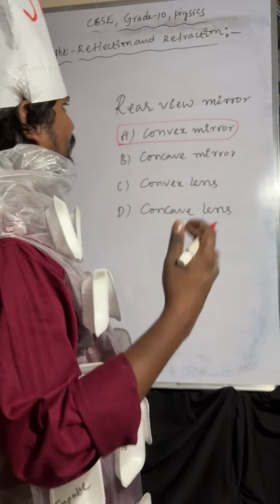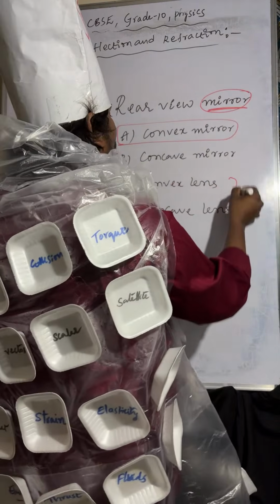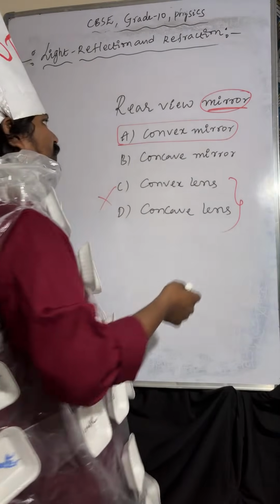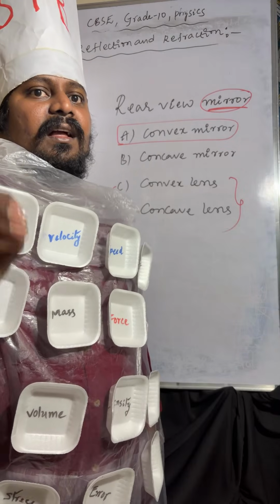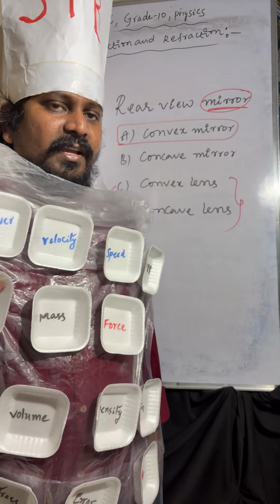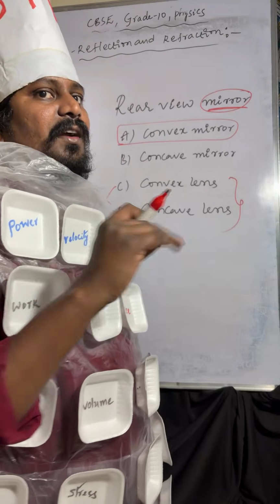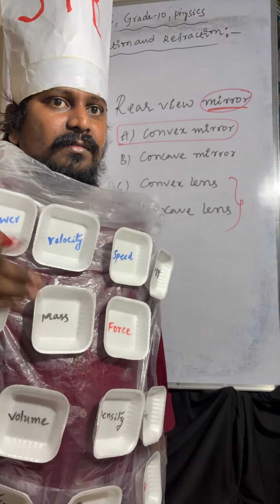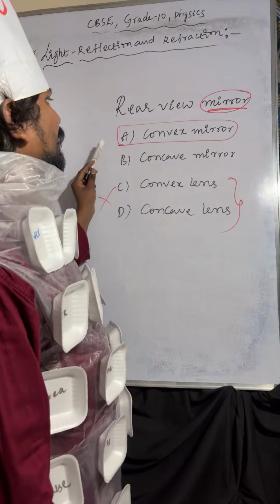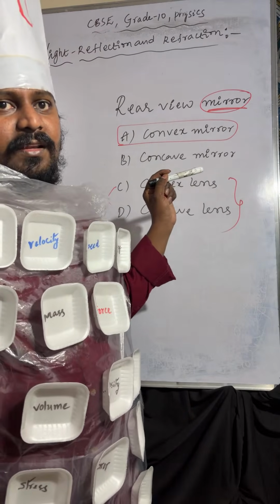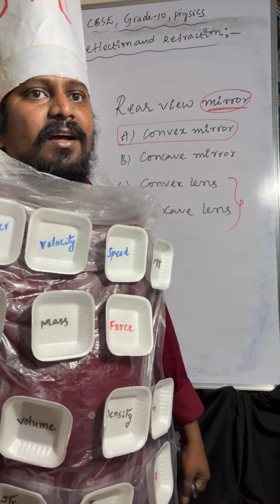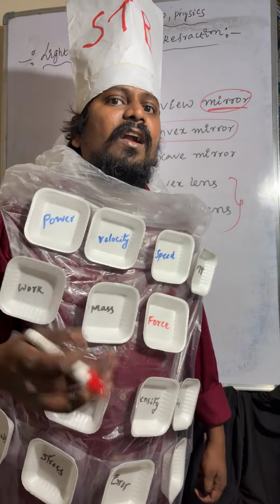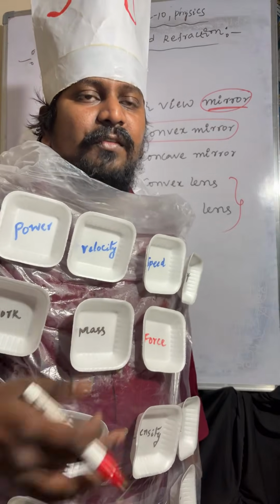Okay. So rear view mirror, here I mentioned mirror, so you should not select any lens. I clearly mentioned in the question rear view mirror. So you compulsorily have to go into these two options only, either convex or concave. Option A is correct, convex, because the field view is more.